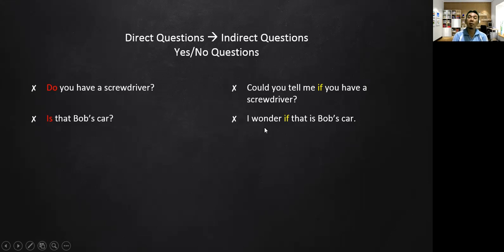Remember, if you use I wonder in the end of the sentence, you don't use a question mark. Here, in the end of the sentence, we don't use a question mark, but we use a full stop. Once again, is that Bob's car? We make it into indirect. I wonder if... why if? Because it is a yes or no question. And then after if, we use a statement. That is Bob's car. See, from is that, we make it into that is, right? This is a statement. That is Bob's car.